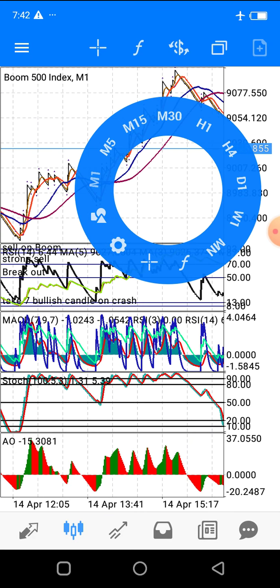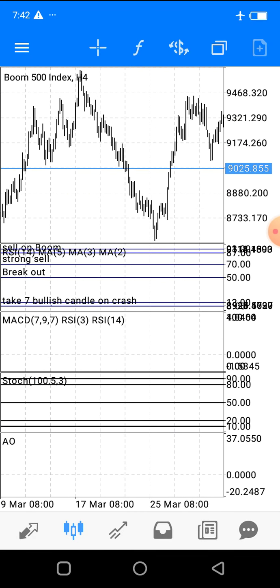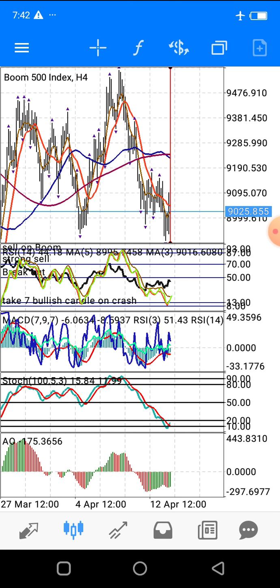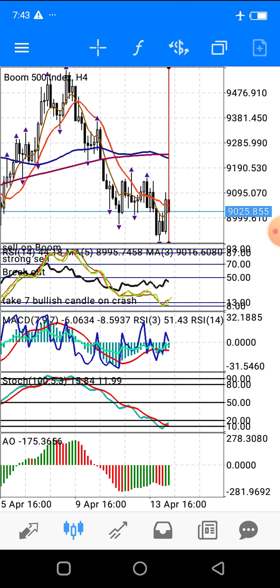is to check your 4 hours time frame. What is your 4 hours time frame? This is the 4 hours time frame. You check the 4 hours time frame to know what is happening in the market before you start doing anything.